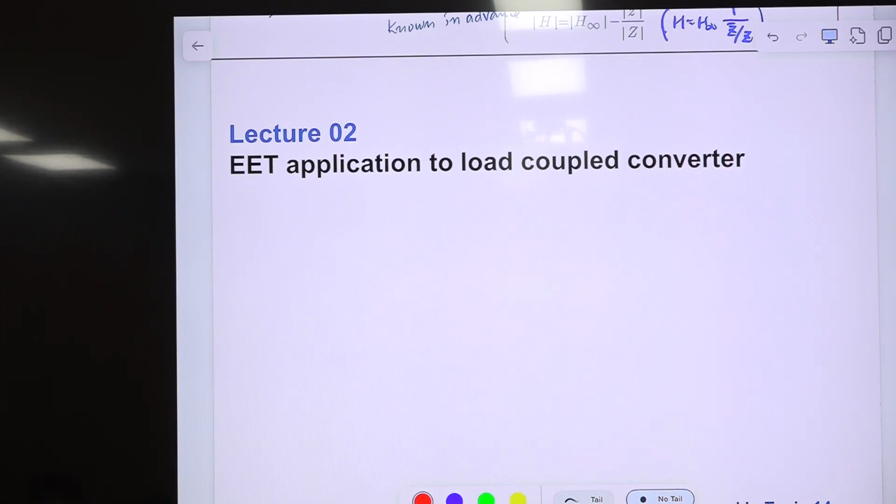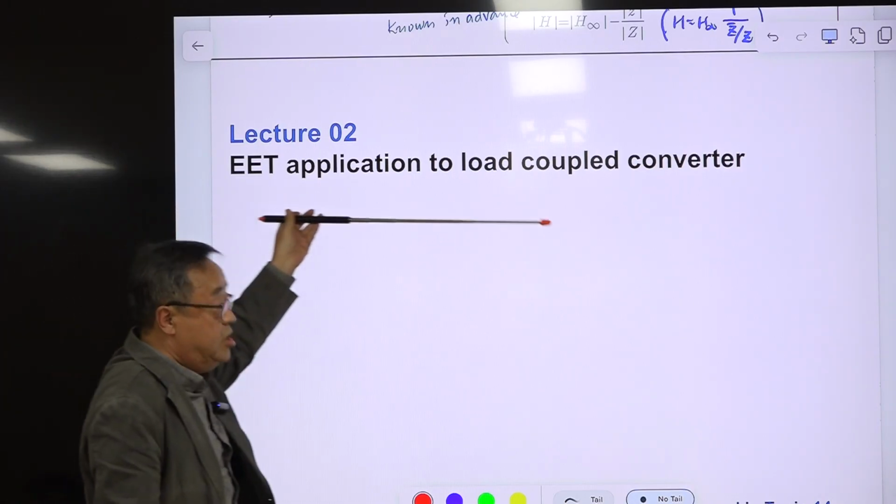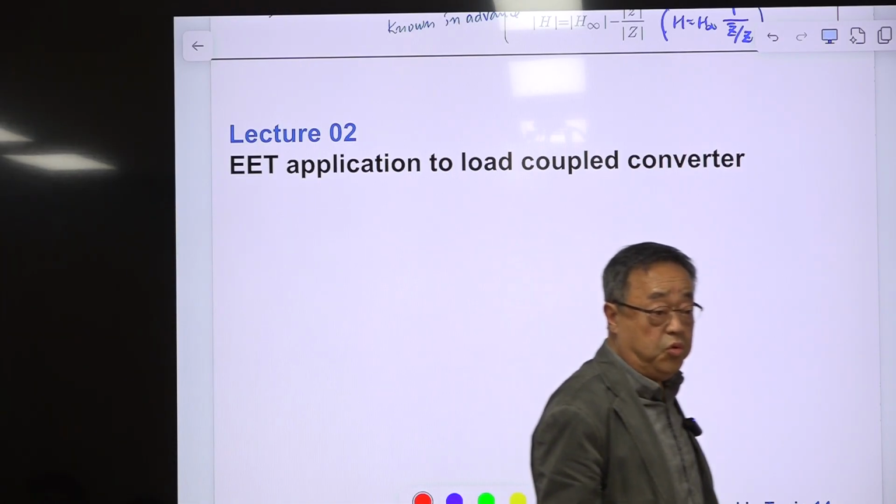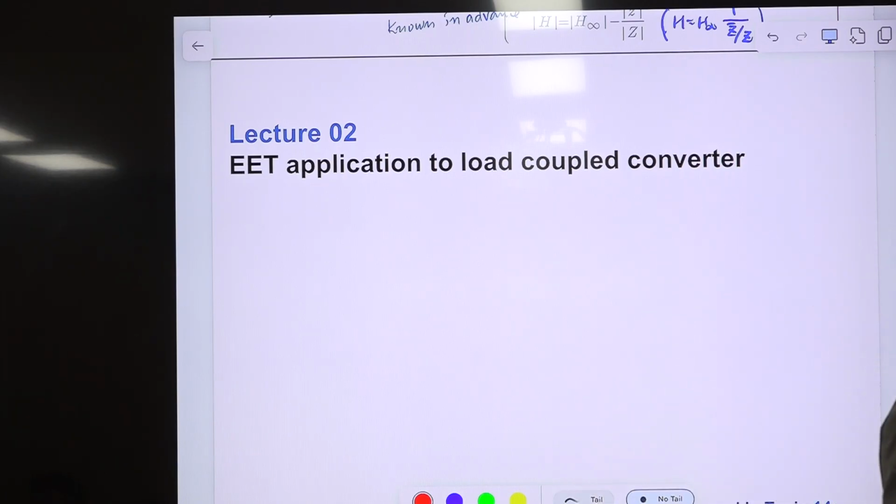So today we stop here, okay? And in the next lecture we'll go through the second lecture about the ET application to coupled converters. Okay? You are finishing up earlier than usual. This is a special case. All right. Okay. Thank you.